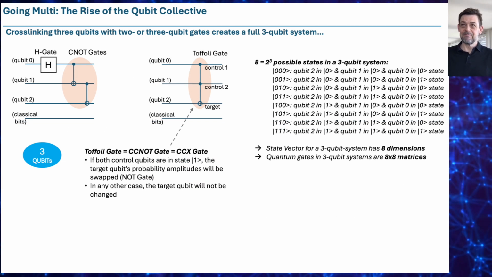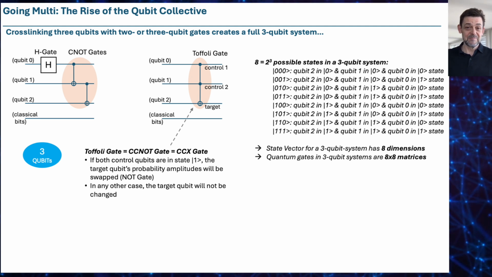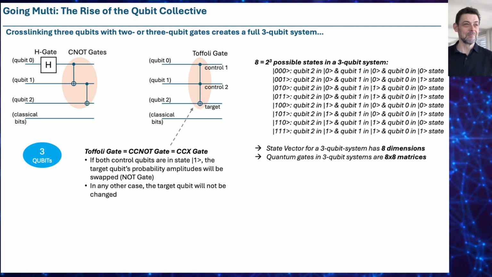Let's continue the journey. If we cross-link 3 qubits using CNOTs or other 2-qubit gates, or if we use a Toffoli gate, for instance, which requires 3 input qubits and 3 output qubits, then we need to expand the base even further. Now we have 3 qubits, each can be 0 or 1. That leads to 8 basis states, 2 to the power of 3. These basis states are 0,0,0, 0,0,1, 0,1,0, and so on. You get the picture.